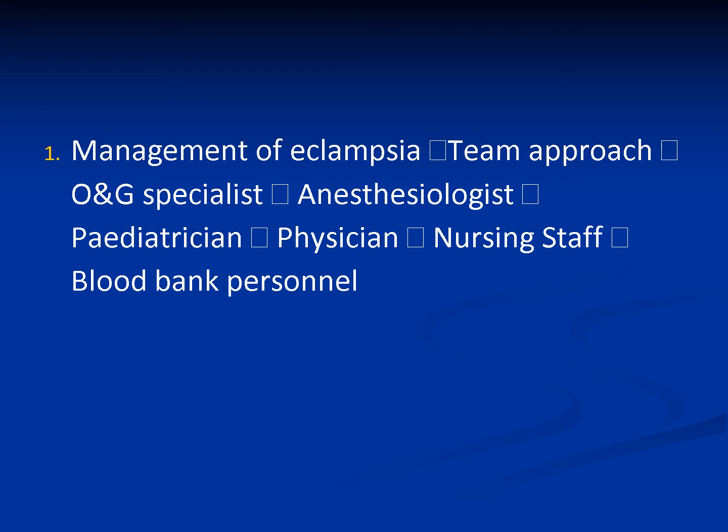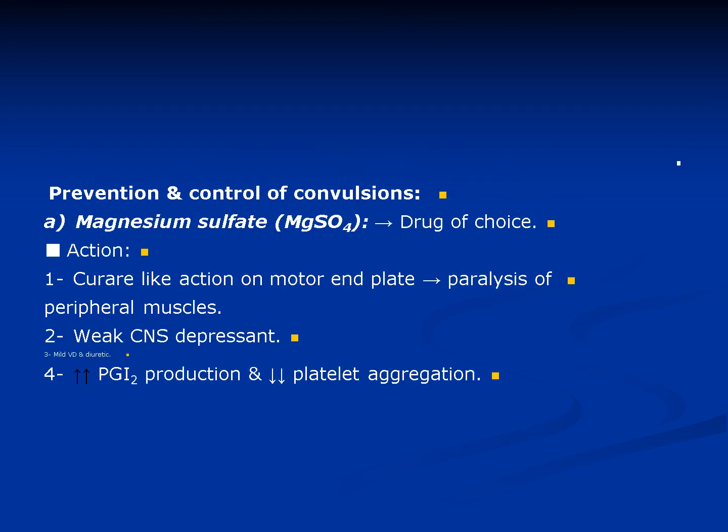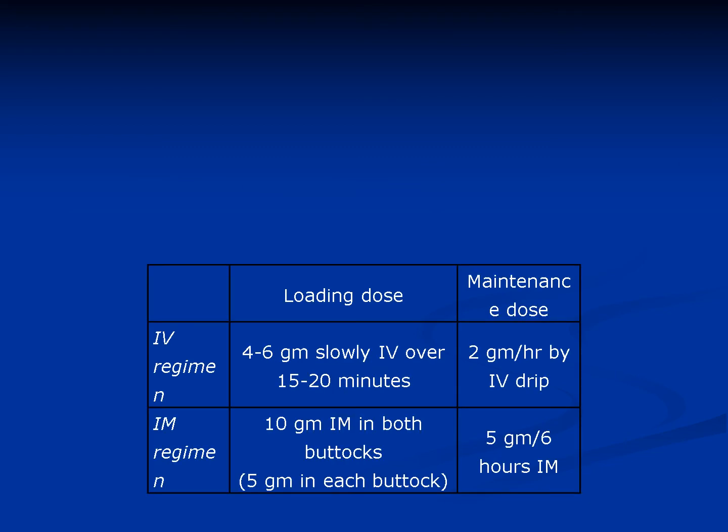In preeclampsia with convulsion, we need a team approach: OBG specialist, anesthetist, pediatrician, physician, nursing staff, and blood bank personnel. An additional medication is magnesium sulfate. This is the mechanism of action of magnesium sulfate: it has a curare-like action, is a weak CNS depressant, decreases prostaglandin I2 production, and decreases platelet aggregation. This is the dose of magnesium sulfate: start with a loading dose, then continue the maintenance dose.